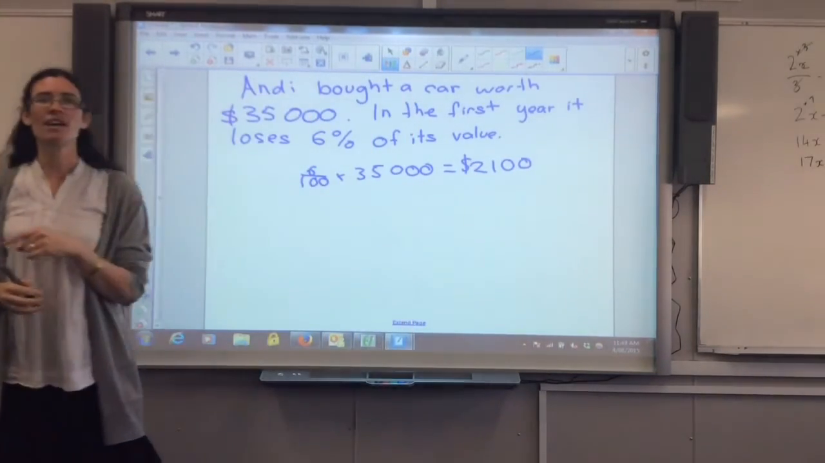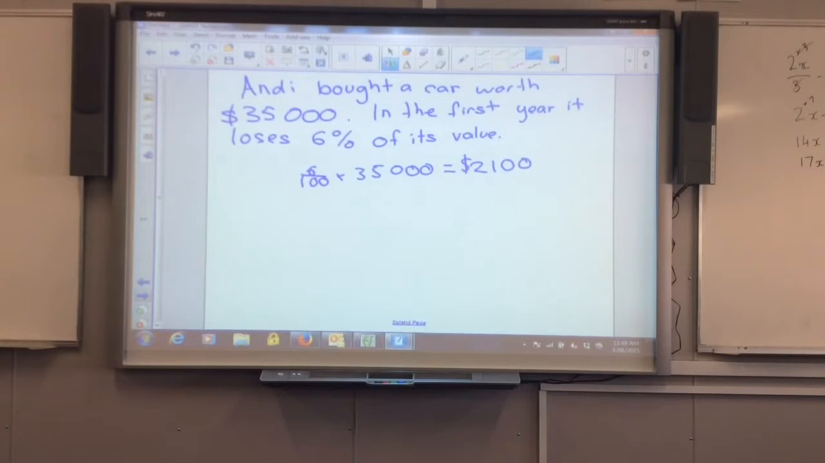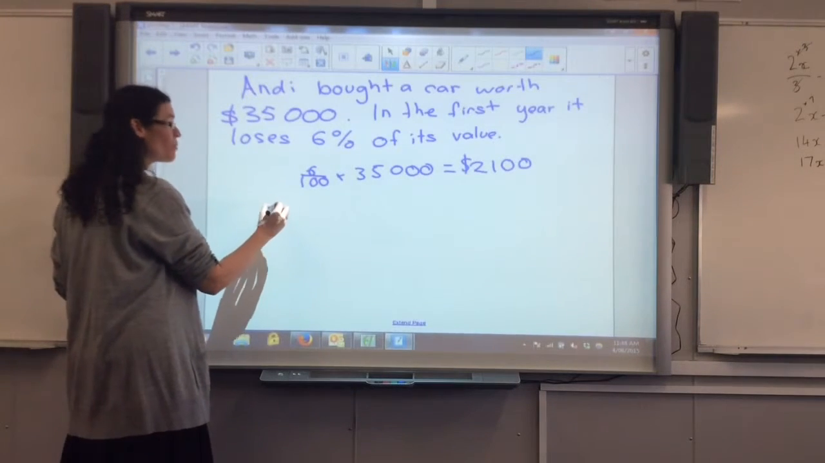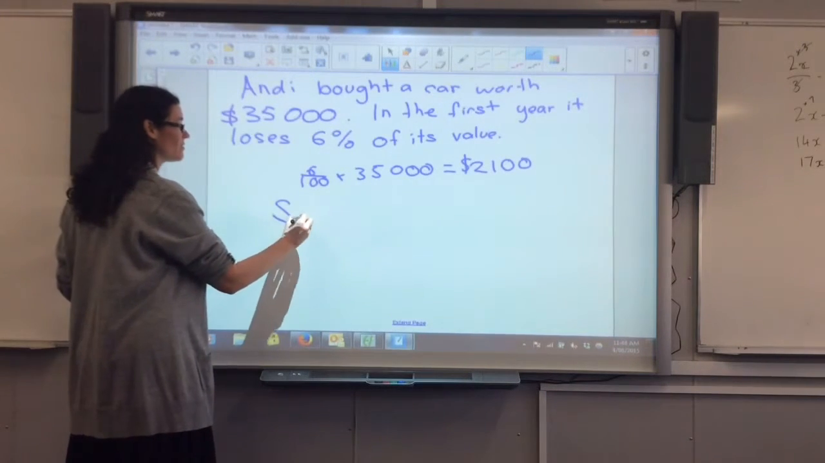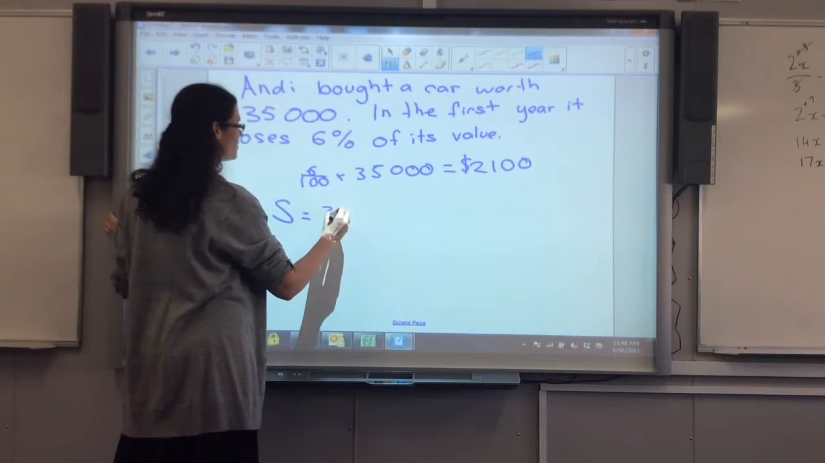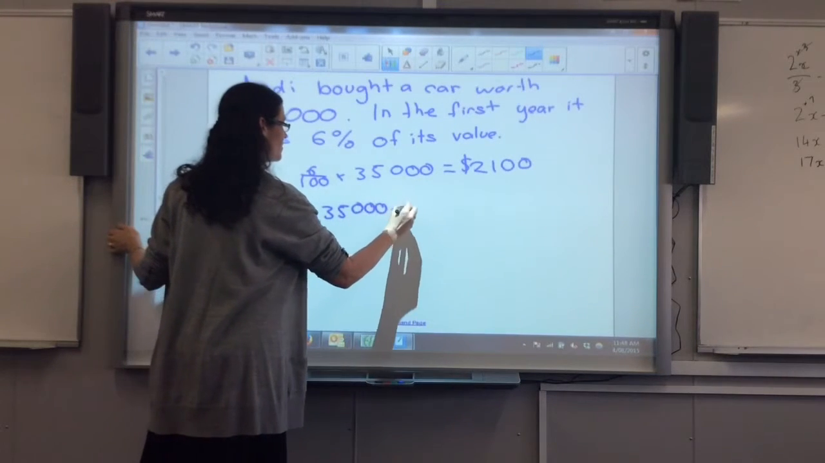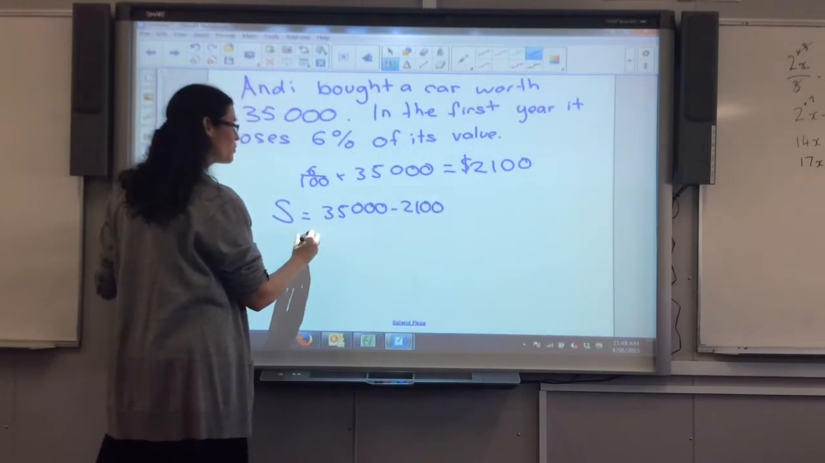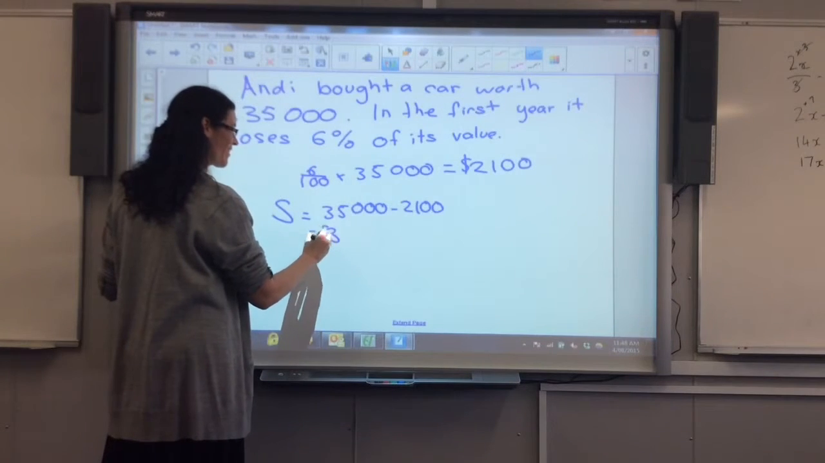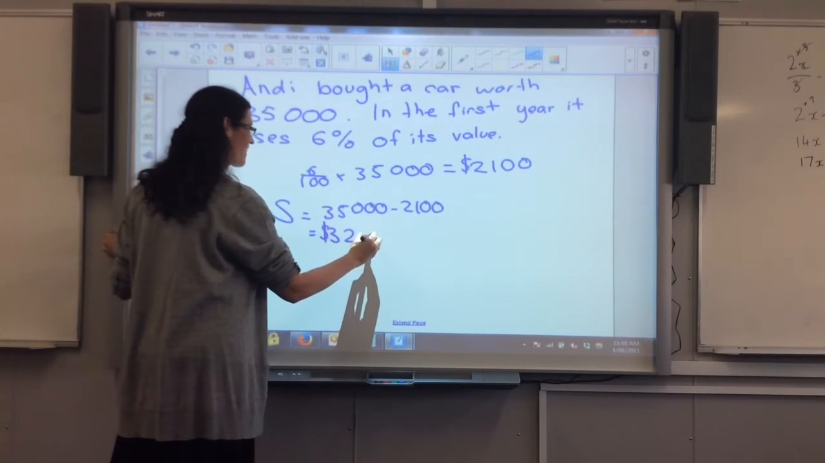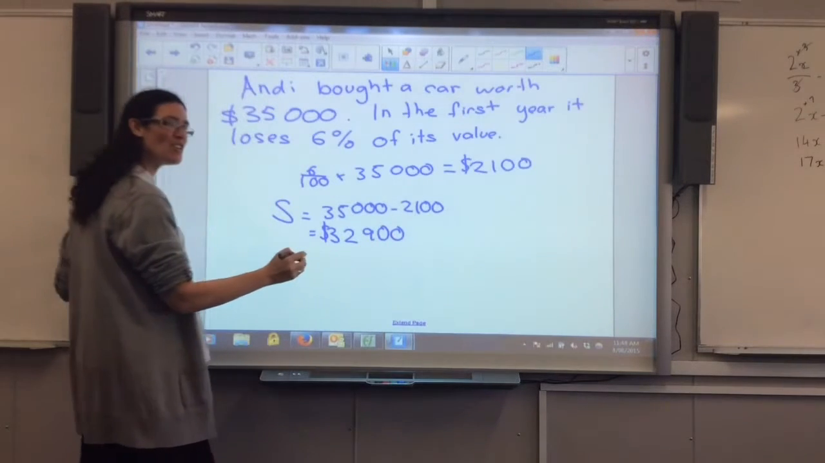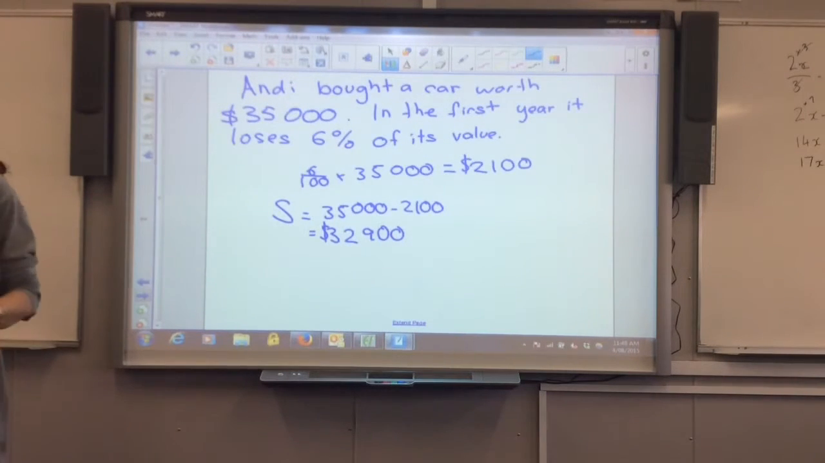So in the first year, the car's lost 2,100. So what's it worth? We're going to use the letter S. It's just 35,000 minus 2,100, which would be 32,900. Well done, Kyle.